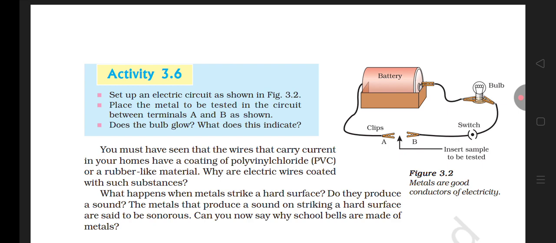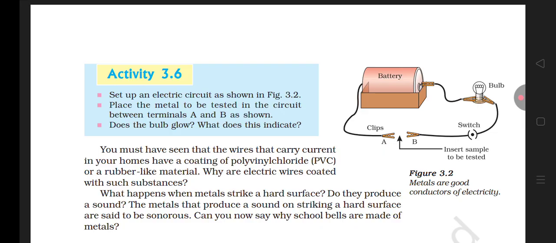So rubber-like material acts as an insulator, and it prevents current if we accidentally touch that particular wire. So we will not get a shock. Okay. What happens when metals strike a hard surface? They produce a sound. So metals are sonorous as well. Metals that produce a sound on striking a hard surface are said to be sonorous.